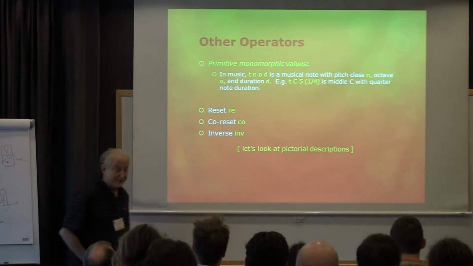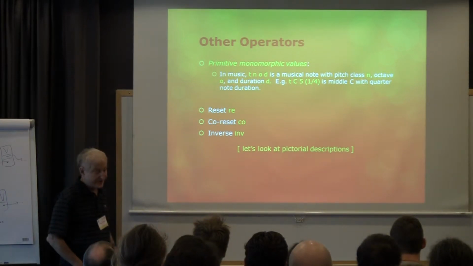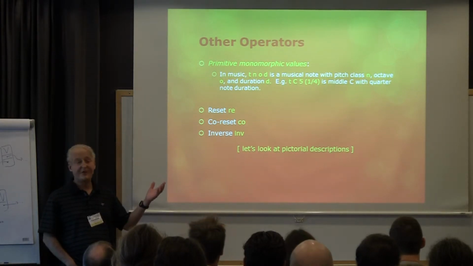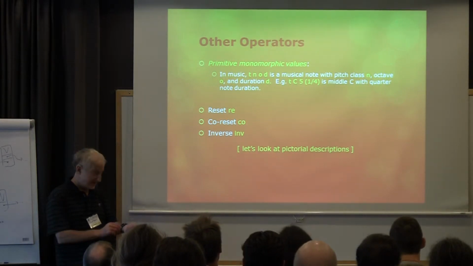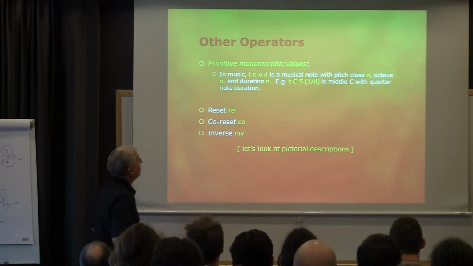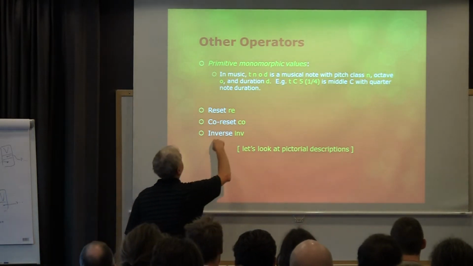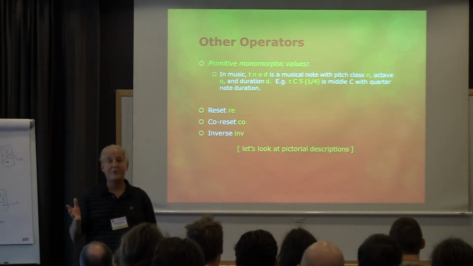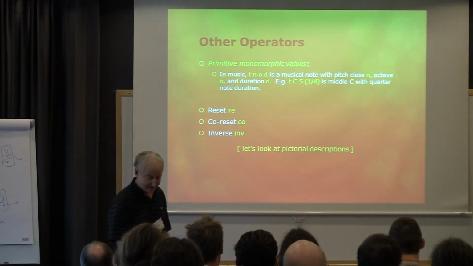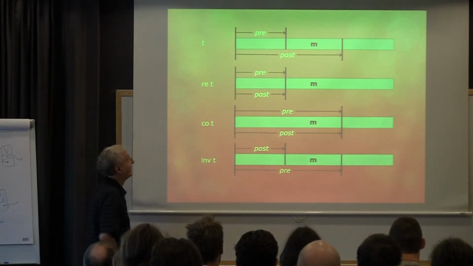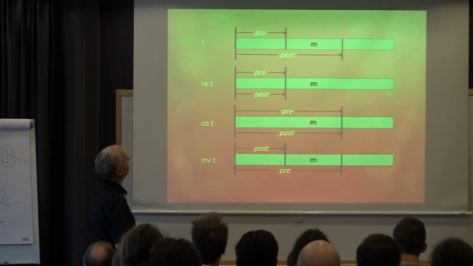First, let me introduce a couple of other operators. There's the notion of primitive monomorphic values, which, say in music, you want to have notes. So this is a simple way to do that in a concrete sense. But more importantly, there are some other operators. One's called reset, one's called co-reset, and the other's called inverse. And again, diagrams are the best way to convey the semantics of those.